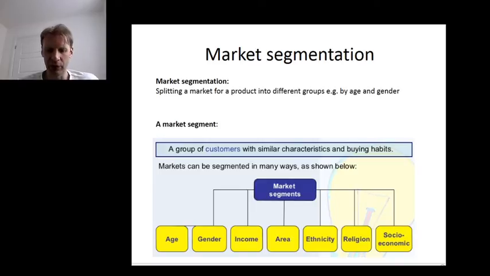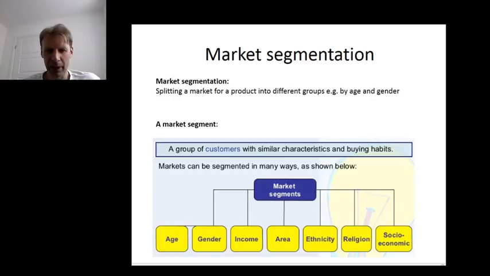So let's say, for example, Rolex watches. They will really be segmenting the market by income, and they will be very much focusing on customers with really, really high incomes, and probably in certain parts of the country like London and the southeast, or exclusive parts of London. So they may decide that they need to do most of their advertising in certain parts of the country and things like that.